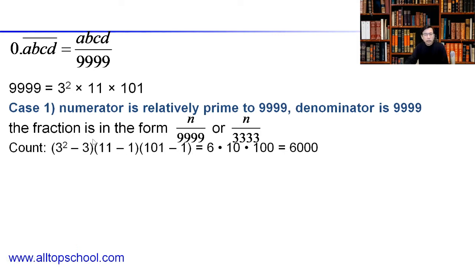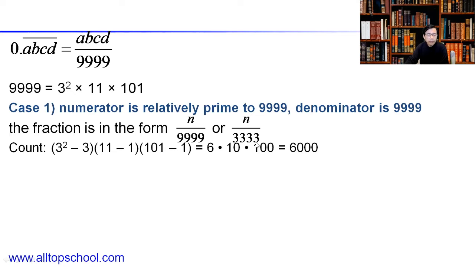Based on the previous one, we just do 3 squared minus 3 to the first power, 11 minus 1, 101 minus 1, and you multiply them together. 9 minus 3 is 6, 11 minus 1 is 10, 101 minus 1 is 100. So you get 6,000 such numbers. So we get a lot of numerators with this denominator 9,999.